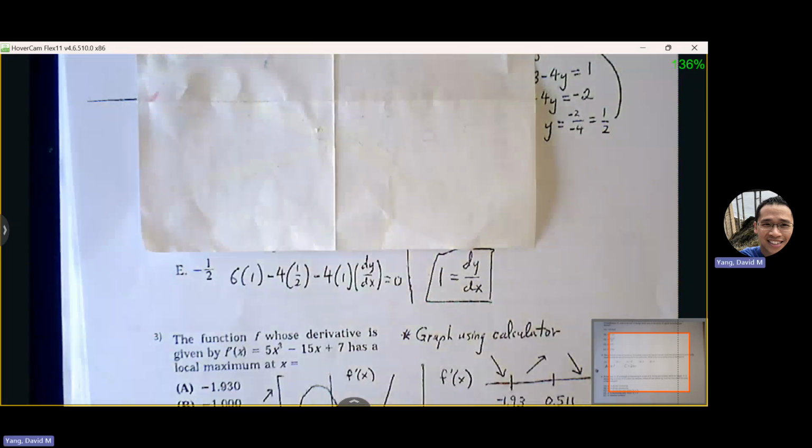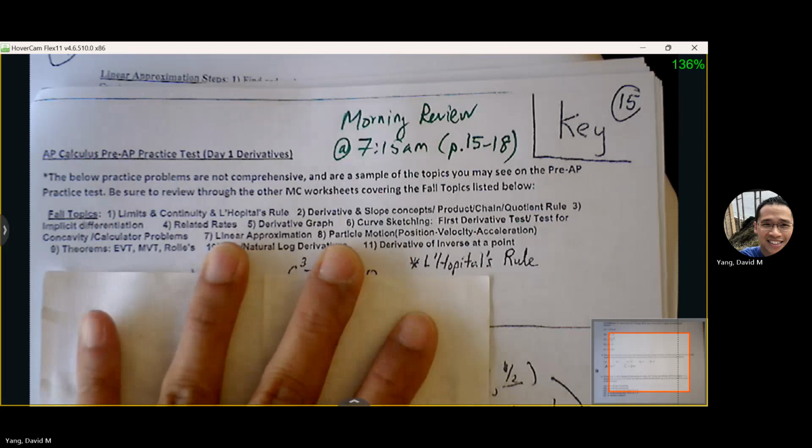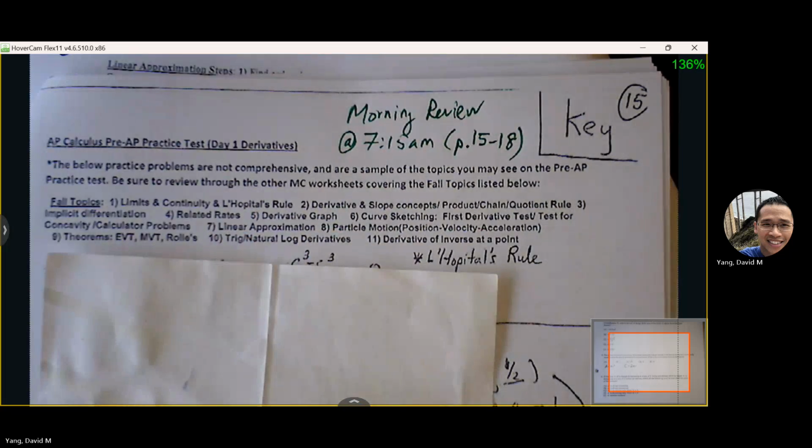Okay, page 15. So page 15 is your morning review. So tomorrow morning, I'll go over these pages as our final review before your part 1 multiple choice test. So again, topics, have them highlighted here. Limits and continuity, derivatives such as power rule, product rule, chain rule, quotient rule, implicit differentiation, related rates, derivative graph, curve sketching, linear approximation, FRQ, mean value, and all.